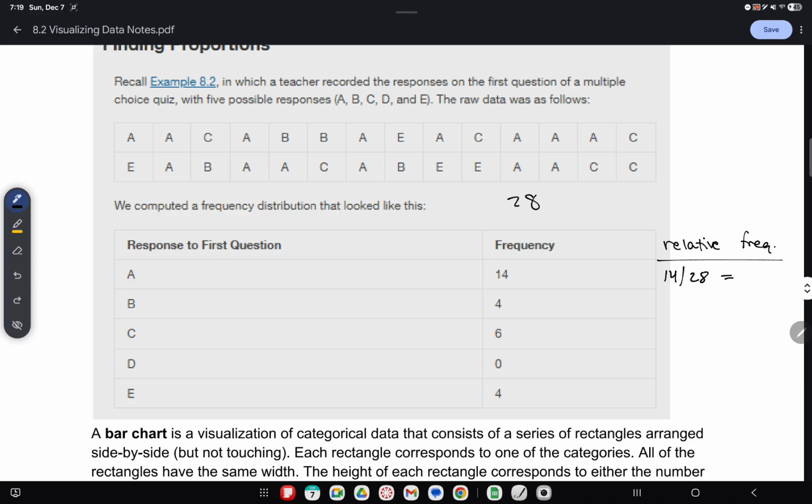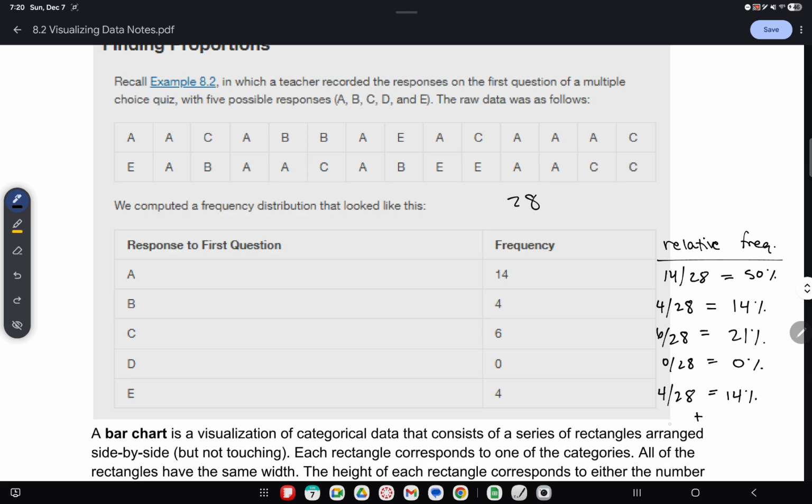I can divide those two and do 14 divided by 28, and it's going to give me 0.5, which is 50%. This next one is 4 out of 28, which as a percent gives 14%. And then 6 out of 28 gives me 21%. 0 out of 28 gives me 0%. And this last one, 4 out of 28, we've already done it, is 14%.